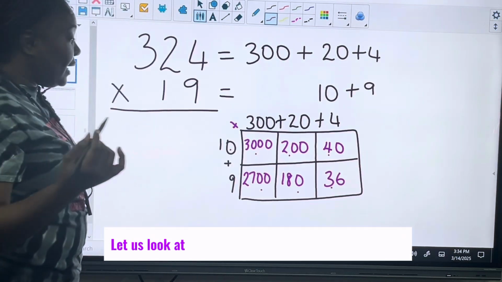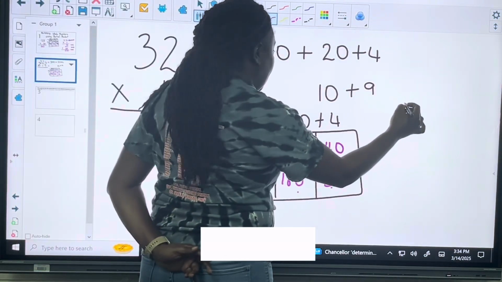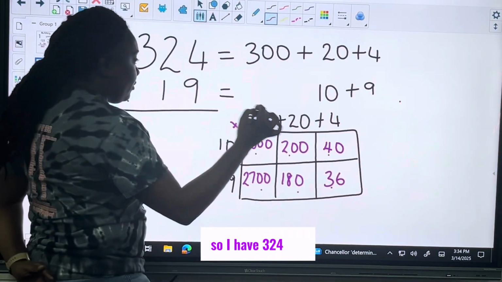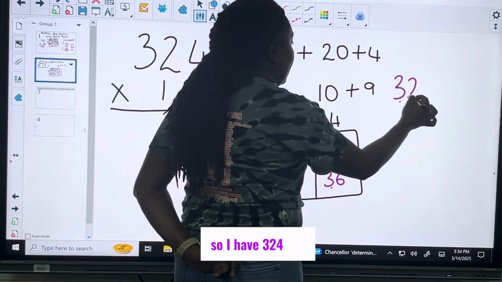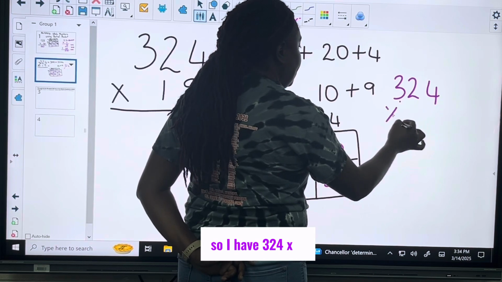So now let's look at putting it in the partial product method. So I have 324 times 90.